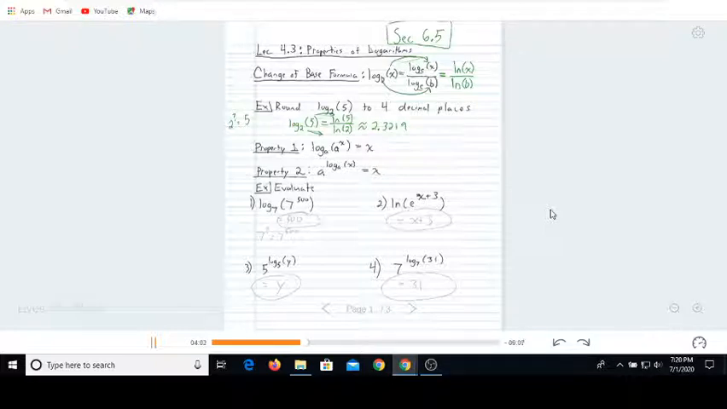So let's go ahead and practice with this. Here we have a log base 7 applied to a base 7 exponential.